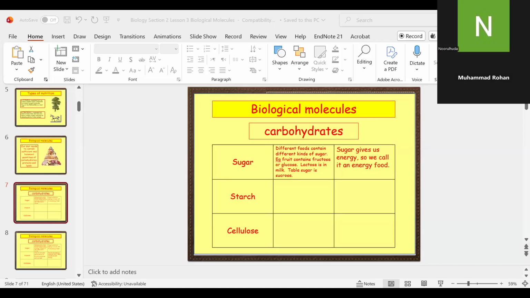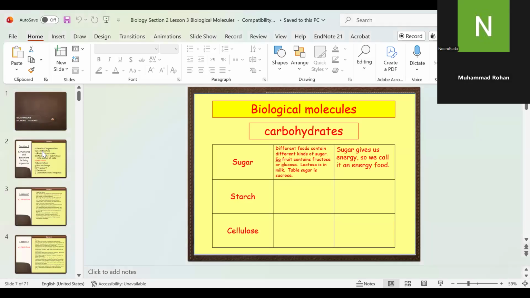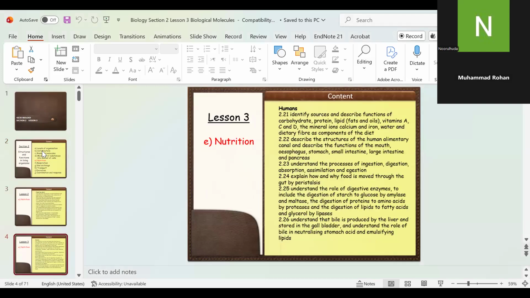So we can start from this nutrition chapter. Do you have any idea about this?